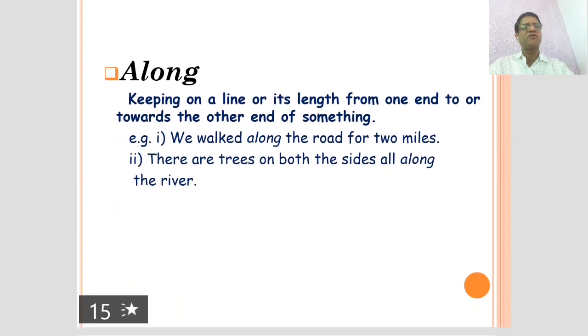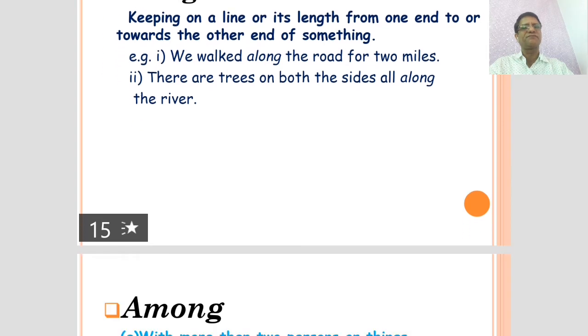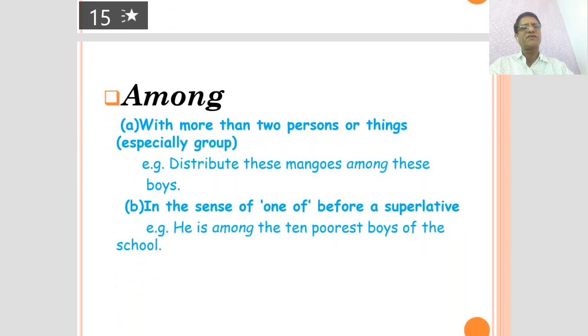Along: keeping on a line or its length, from one end to or towards the other end of something. We walked along the road for 2 miles. There are 3 trees on both sides all along the river. Now next is among.